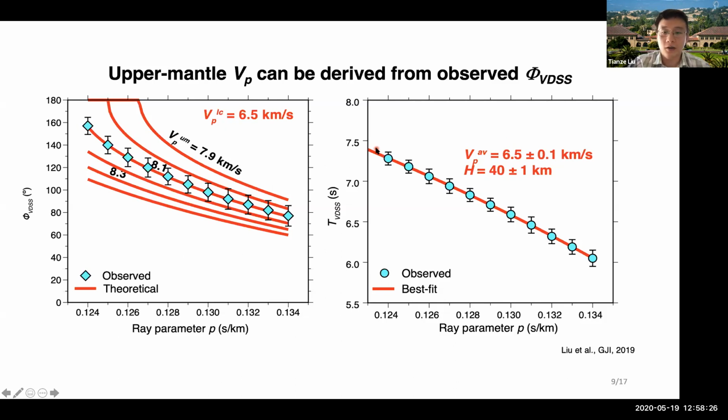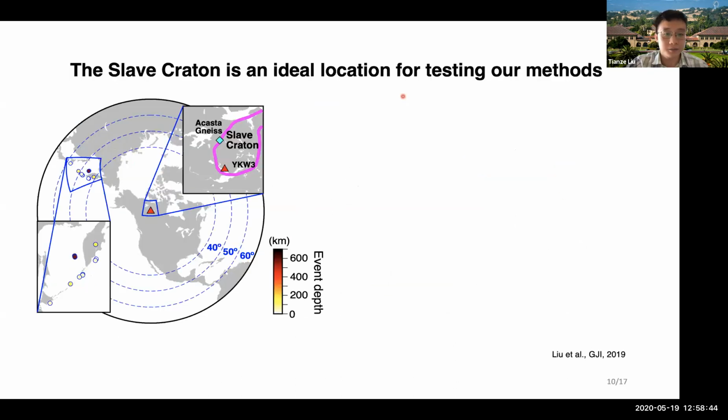So this synthetic test shows us it is possible to use observed phi VDSS and T VDSS to constrain upper mantle VP and the crustal average VP and crustal thickness. Now let's see how it applies to real data.